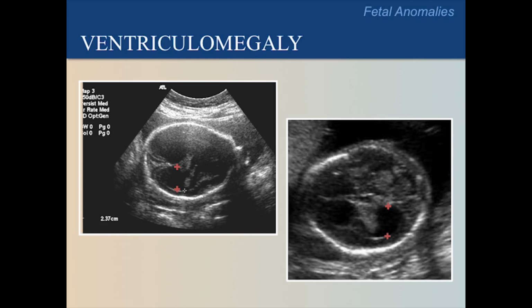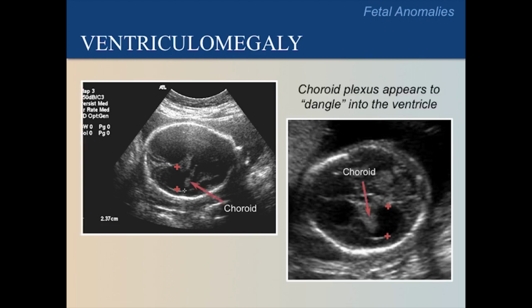The ventricle on the left measures 2.4 centimeters, which is much larger than the normal value of less than 1 centimeter. Notice how the choroid plexus seems to dangle into the ventricle because there is so much fluid. This is a typical appearance for the choroid plexus in ventriculomegaly because so much fluid surrounds the choroid plexus.